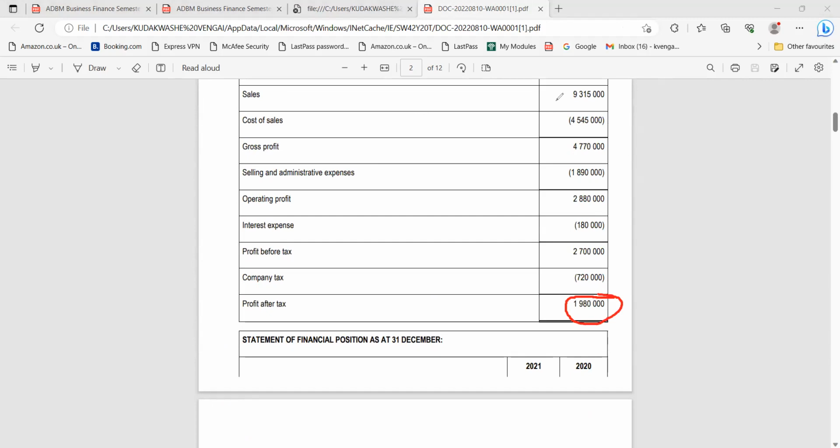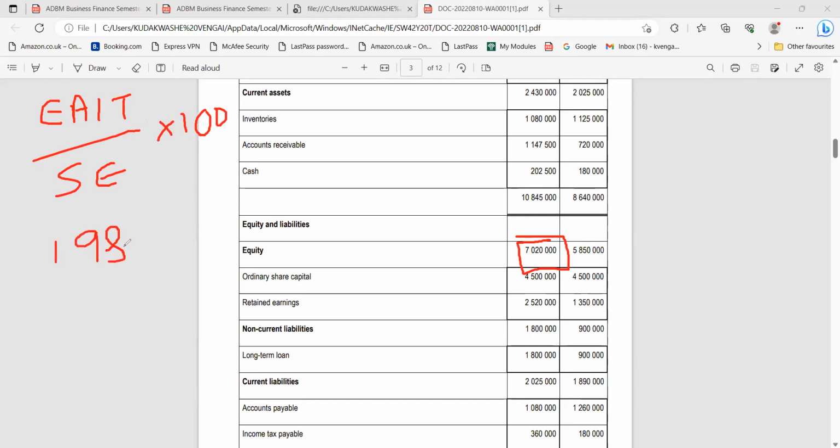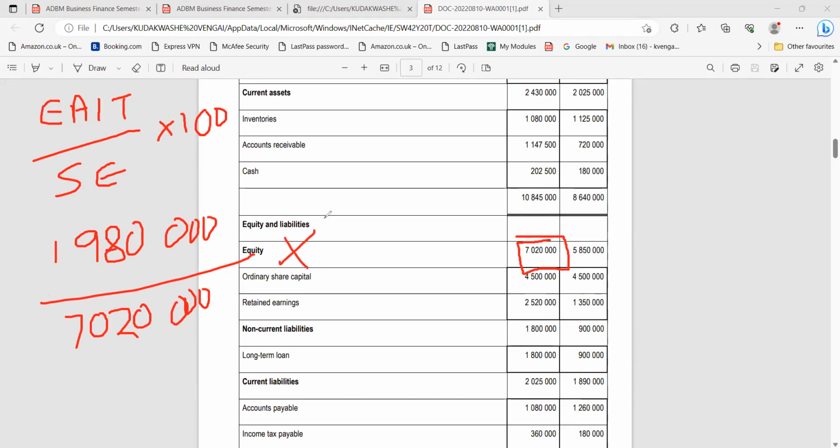And then what is our shareholders' equity? Our equity here is this one, right? So earnings after interest and tax divided by shareholders' equity multiplied by 100. That's the formula according to the study guide. And we know our earnings after interest and tax is 1980,000 divided by shareholders' equity, which is 702,000, multiply everything by 100. And then you get a percentage answer there.